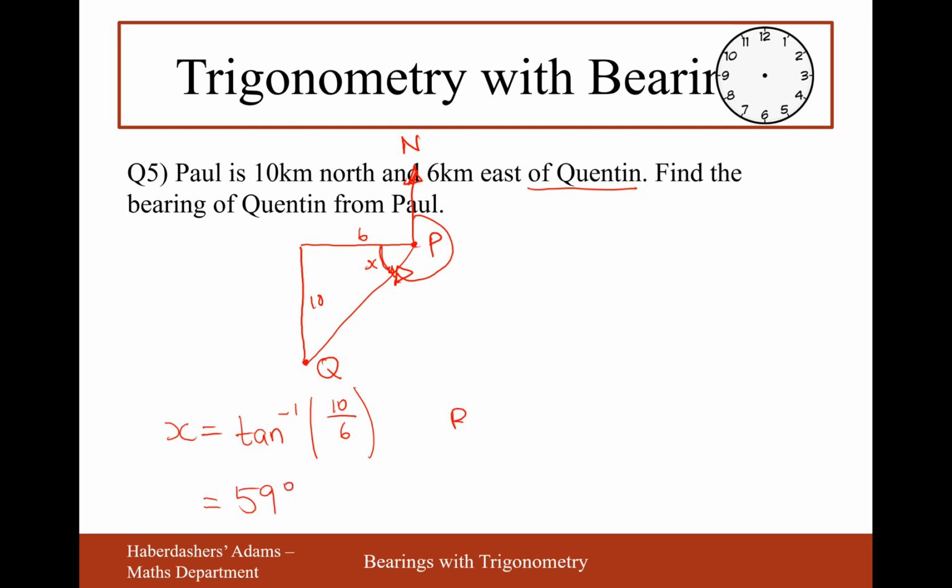Now the actual bearing answer to this question will be that 270 degree 3/4 turn, but then come backwards by this 59 degrees. So it's going to be 270 minus answer, and 270 take away answer will give us 211 when it's rounded correctly. So there we are, that's the answer for question 5.